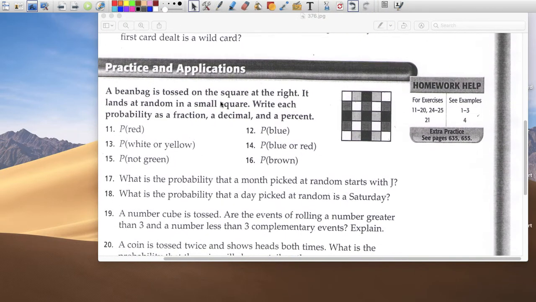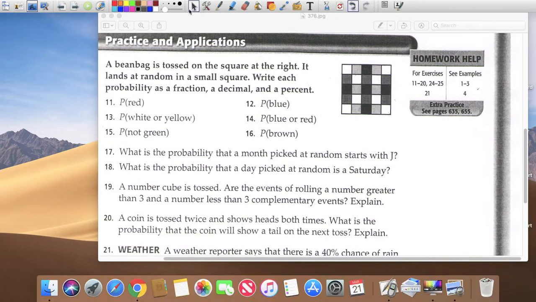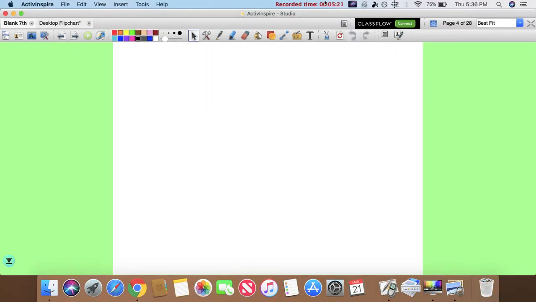A beanbag is tossed on the square at the right. It lands at a random number in the square. Write each probability as a fraction, a decimal, and a percent. Uh-oh, you can't see the colors. I'm going to pause the video and see if I can get a color out here. Pause.